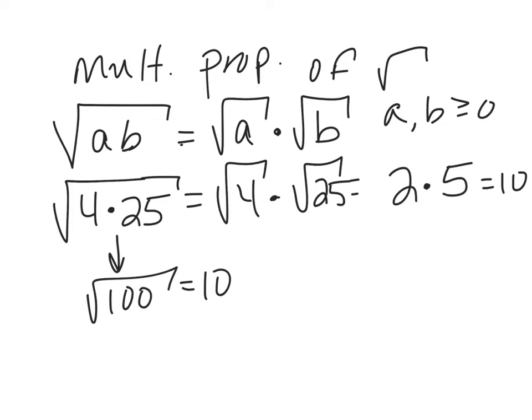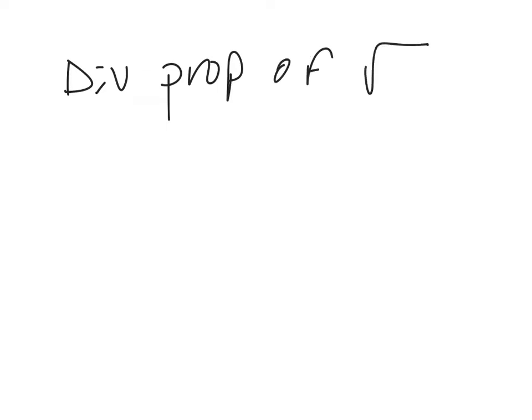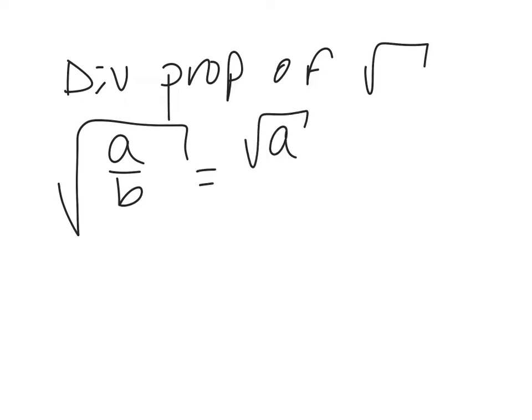Okay, the next property is the division property. So division property of square roots. And that says that if I have the square root of a over b, that is the same thing as the square root of a over the square root of b. And that's how we're going to pull the fractions out of the radicand. Okay, here's the thing.